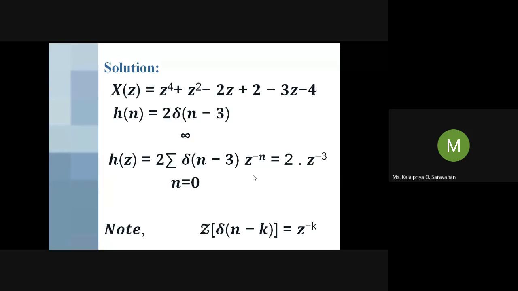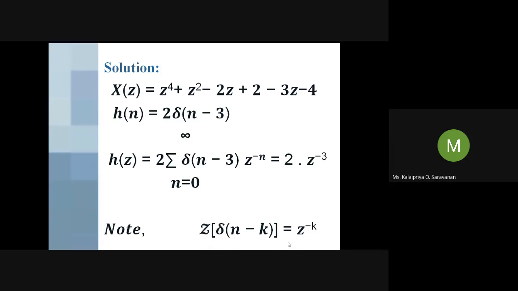Now you can see here, 2 into z power minus 3. How did this del function get solved as 2 into z power minus 3? The 2 stays here, and the summation n equal to 0 to infinity of the del function multiplied by z power minus n is nothing but z power minus 3. So how did we get this? Now look at this one.